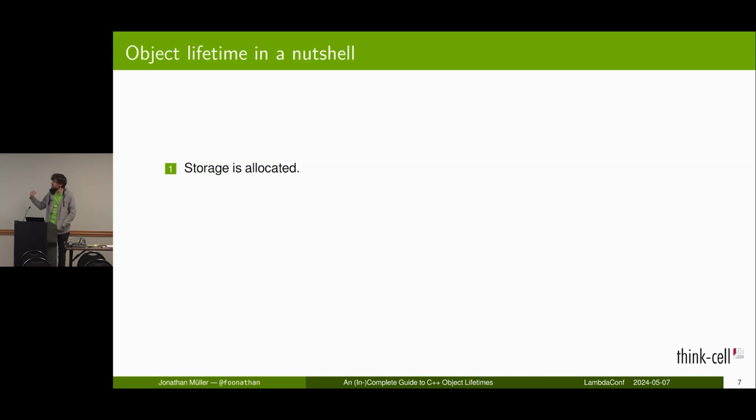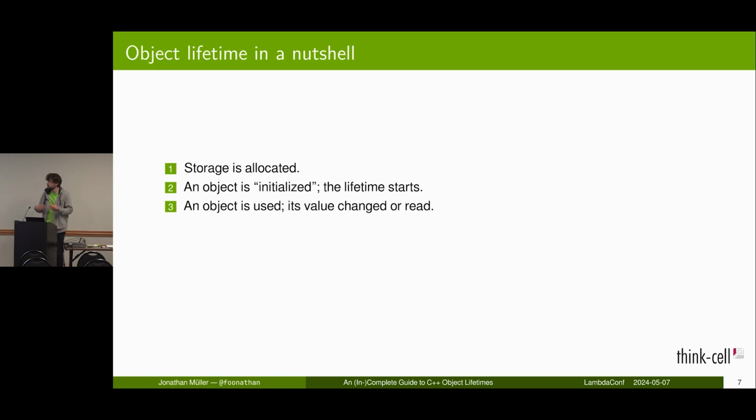At a very high level, this is the object lifetime cycle. So the first step is we allocate storage. And the second step, we initialize an object, starting its lifetime by giving it an initial value. Then we can use that object, change its value, read its value, and then we destroy that object. This ends the lifetime, and afterwards we can deallocate the storage where the object lives.